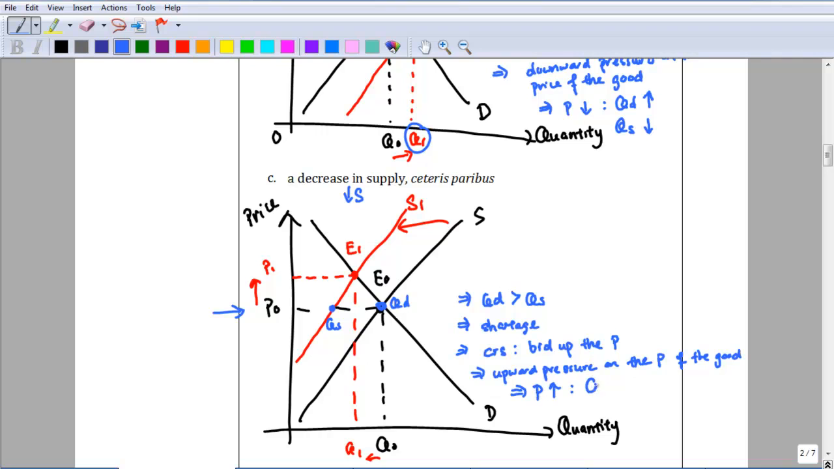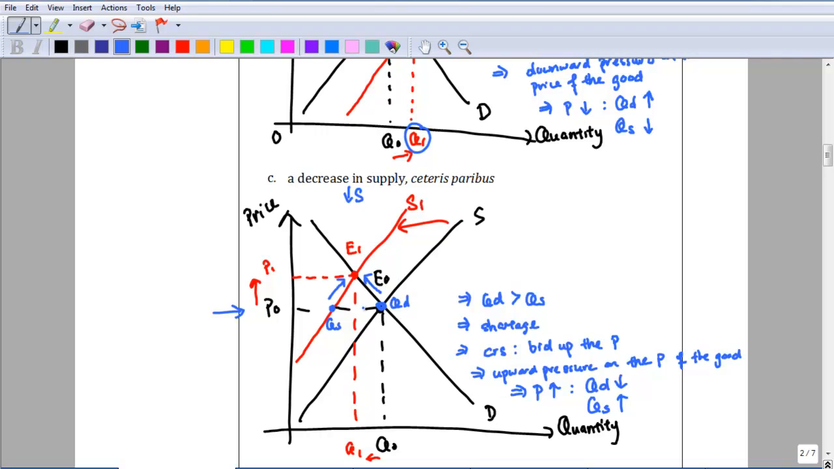So let's do our analysis again. What happens to quantity demanded and quantity supplied? When price increases, quantity demanded will fall. So how do we show this on the diagram? When price starts to increase, quantity demanded will start to fall. Okay, so it's a movement upward along your demand curve. And when price increases, quantity supplied will increase. Okay, so it's a movement upward along your new supply curve.